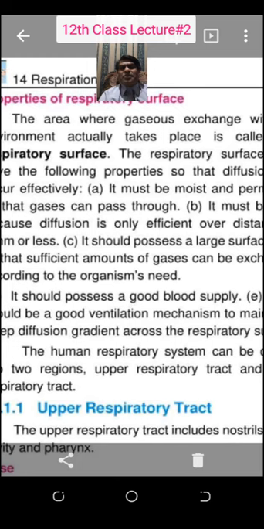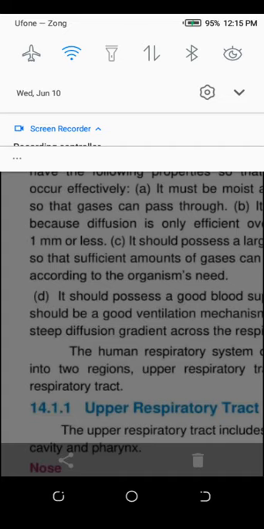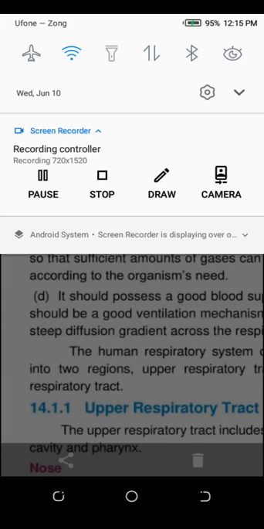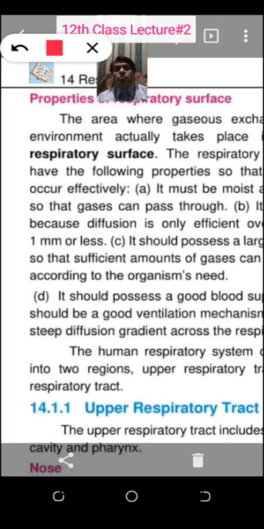Reason: the respiratory surface of alveoli cells. You know, the unit of the lungs is the alveoli cell. In the last discussion we discussed that the unit of the lungs is the alveoli cell. That is the main cell that does the respiration.